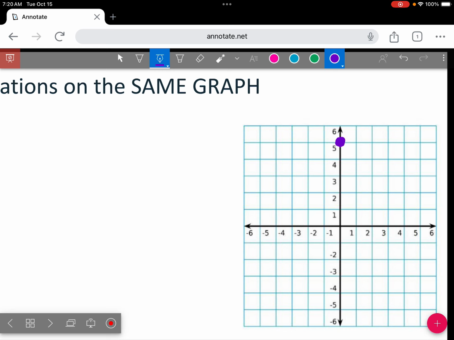How do I find my next point? Down one, right one. Down one, right one. Down one, right one, like this. Ooh, hopefully I actually hit the dot. Whenever we have a negative slope, it should look like it's going downhill. There we go.